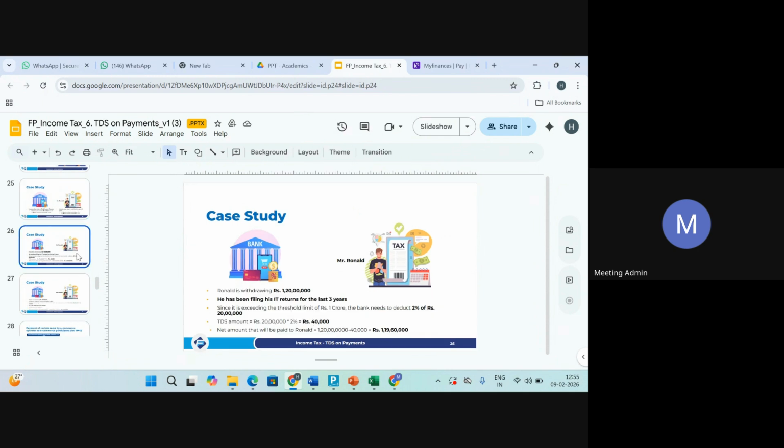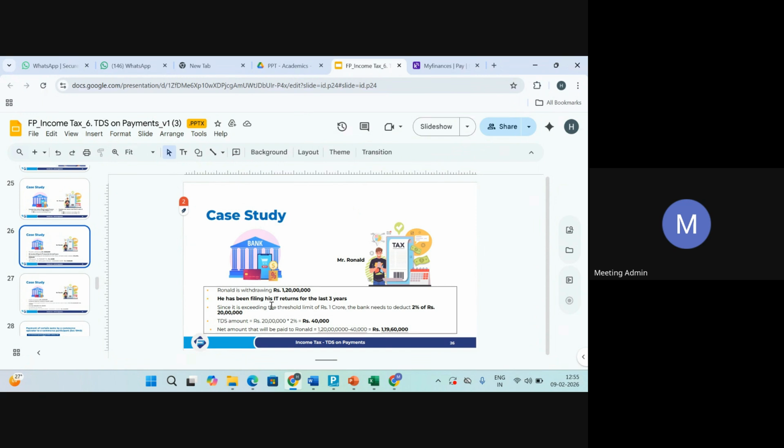Okay. So let us see another case study. You can see here Ronaldo's withdrawal, one case study they have given. Okay, if he has been filing IT returns for 3 years, so if he maintains it regularly for each and every year, how will the transaction be? Let me explain that. So Ronaldo is withdrawing 1 crore 20 lakhs. So now Ronaldo is withdrawing cash of 1 crore 20 lakhs.